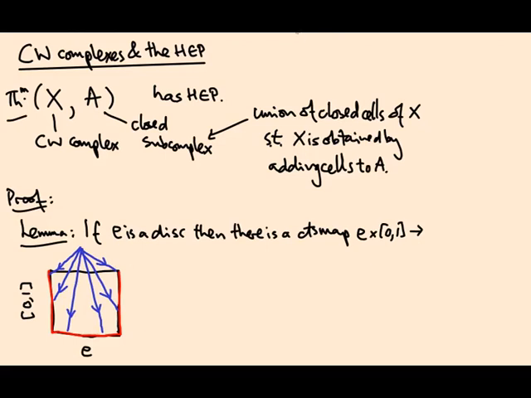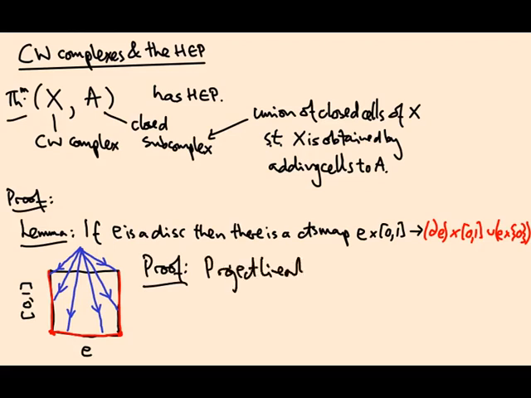So what is this red set? It's the boundary of E, which in this picture is just these two points, times the interval, union E at time 0. Right, so the red bit of this picture is the red bit in the equation. And the proof is basically this picture. You project linearly from a point above.